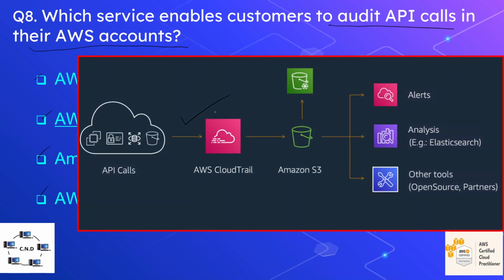So what is AWS CloudTrail? It is the service which can be used to audit all the API calls. All the API calls go through AWS CloudTrail, and it logs all the API calls, and these can then be used for alerts or other tools such as analysis. So AWS CloudTrail is used to audit API calls.